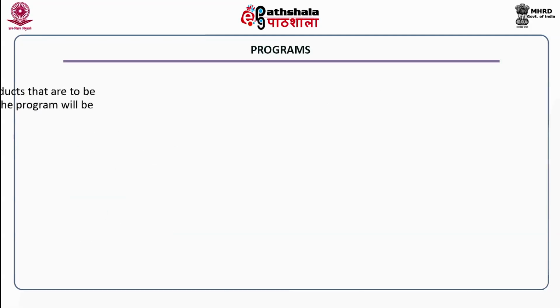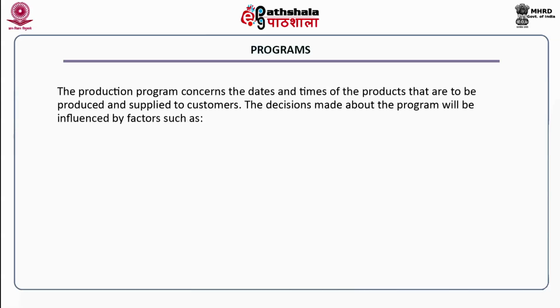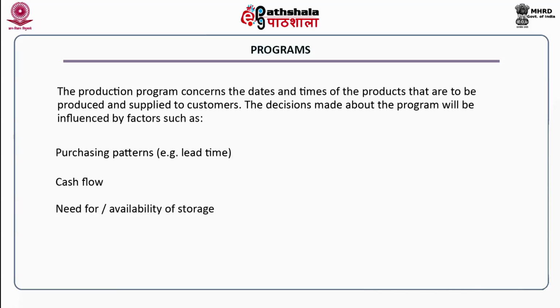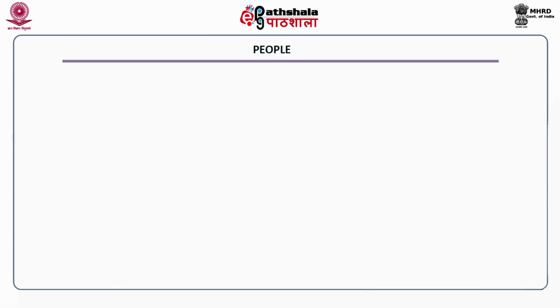Next is programs. Production program concerns the date and the time of the products that are to be produced and supplied to the customers. The decisions made about the program will be influenced by factors such as purchasing pattern, cash flow, need for or the availability of storage, transportation.